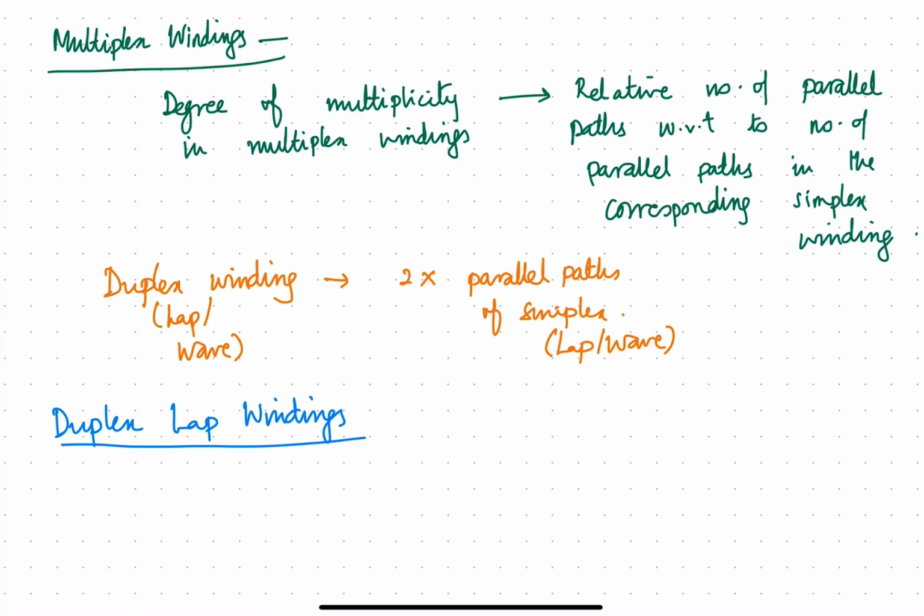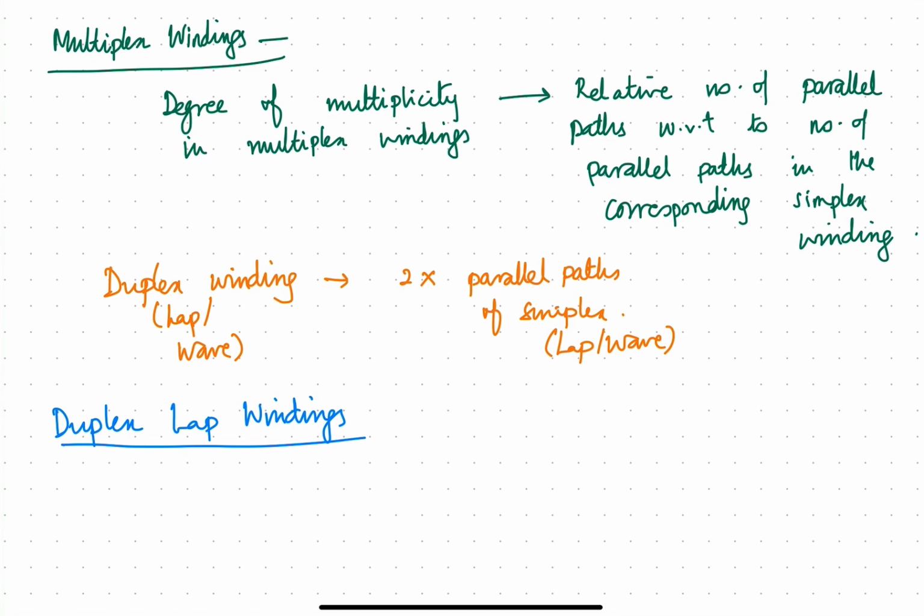We'll talk about multiplex windings. We have been talking about simplex wave and lap windings in the previous few lectures, so we will switch to what are known as multiplex windings. Multiplex windings, as the name indicates, is the degree of multiplicity.